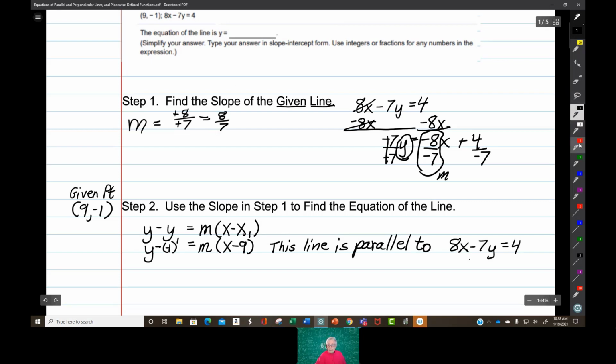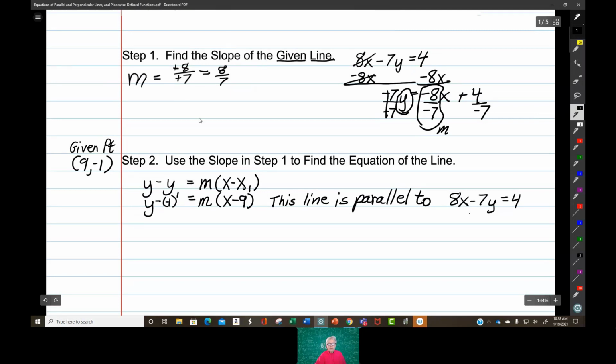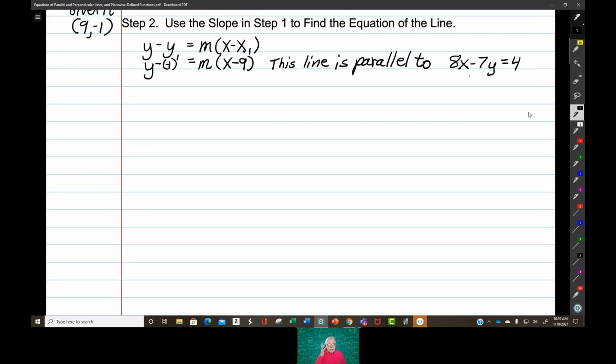So I can come down here to where I find the equation of the line. Step 2. There are only 2 steps when you're finding the equation of a line parallel to another line. And now I can write this, y plus 1, negative negative is plus, equals 8/7 times x minus 9.